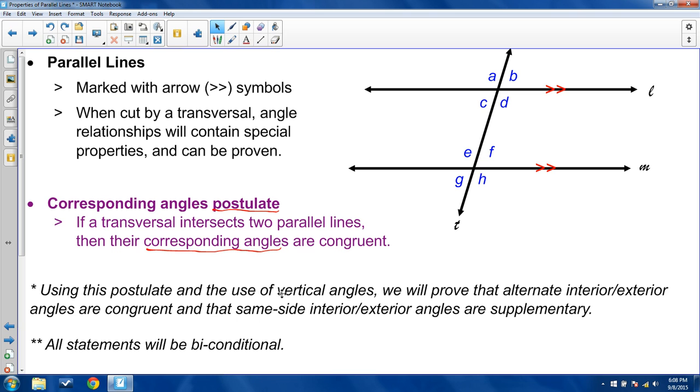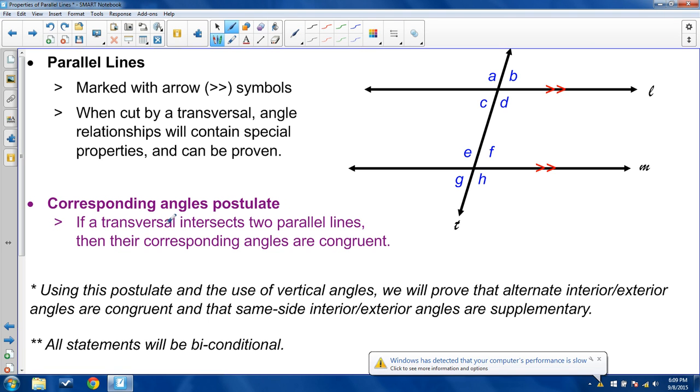But using this postulate and the use of vertical angles, we will prove that alternate interior and exterior angles are congruent and that same side interior and exterior angles are supplementary. And all these statements will be biconditional. What does that mean? What that means is, look at this statement right here. If a transversal intersects two parallel lines, then their corresponding angles are congruent. It means that the opposite is also true. This is a one-to-one matching of fitting definitions. If a transversal cuts through two lines and their corresponding angles are congruent, then those lines are parallel. And that's what makes it a biconditional statement, that you could say it the other way and it's still exactly true. So all of these will also be biconditional.